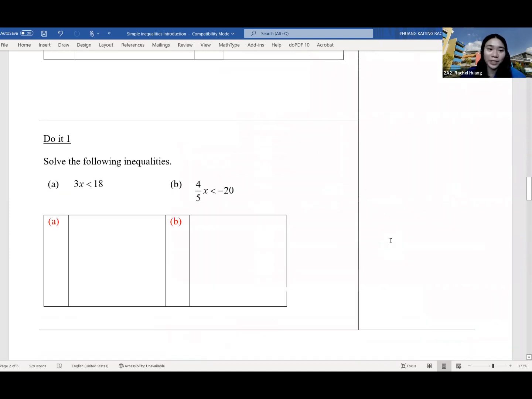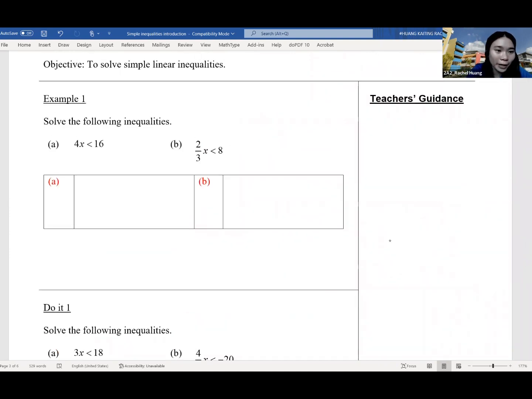And you can try out the questions. I can do question 1A with you. Basically, you use the same ideas as equation. All you need to do is to get x alone, okay? So x is less than 4 because I divided both sides by 4. So that is how you simplify an inequality, okay? Meaning that you do the same things you do for equation. Just take note of the sign whenever there's a negative number. So your answer will be x is less than 4, okay?